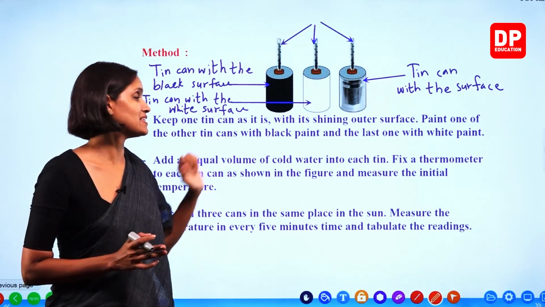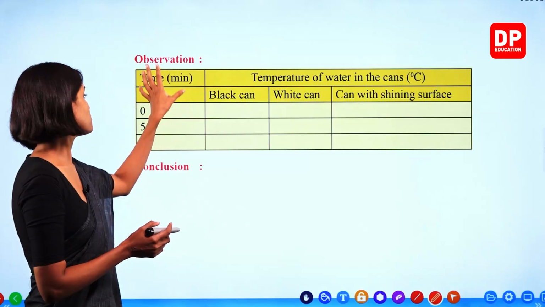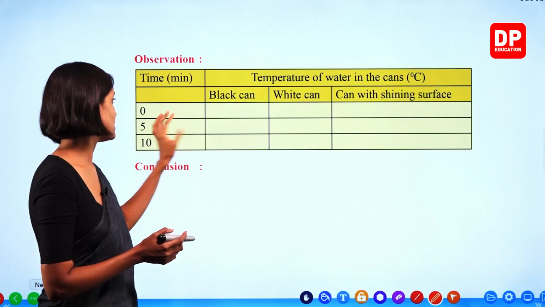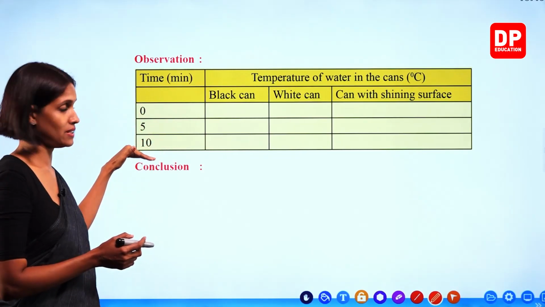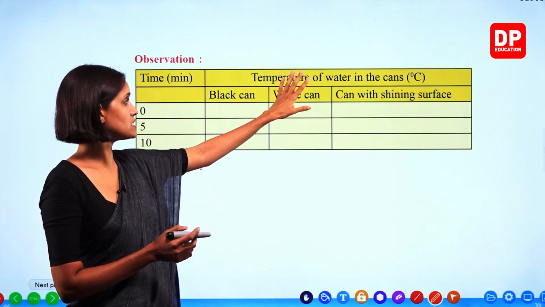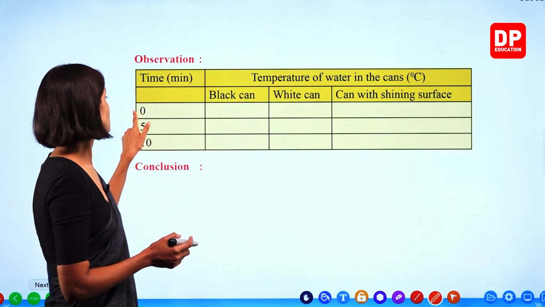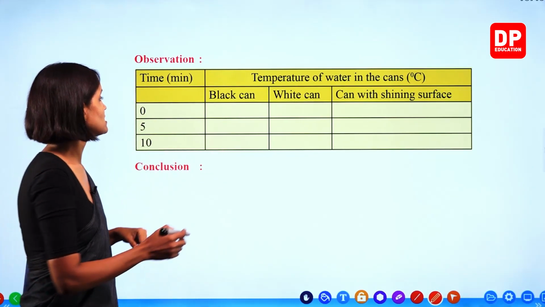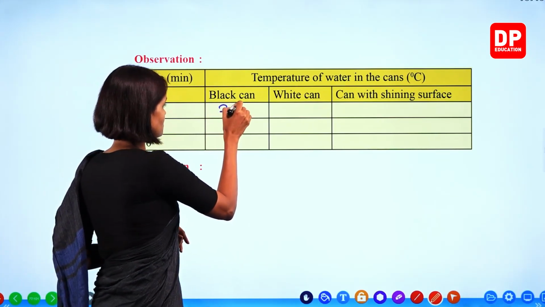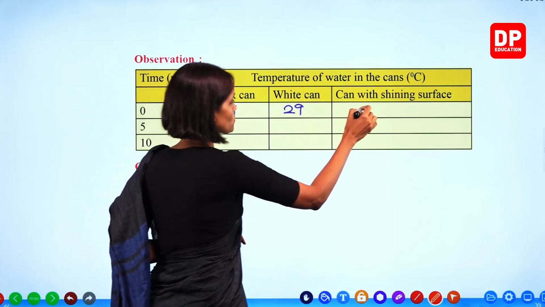Okay, we'll write these things now. We have to include our readings in this table. The first column is time in minutes: 0, which means the beginning, after 5 minutes, after 10 minutes. Then temperature of water in cans in degrees Celsius in 3 cans. At 0, at the beginning, the temperature was 29 degrees Celsius. Here also 29. Here also 29.